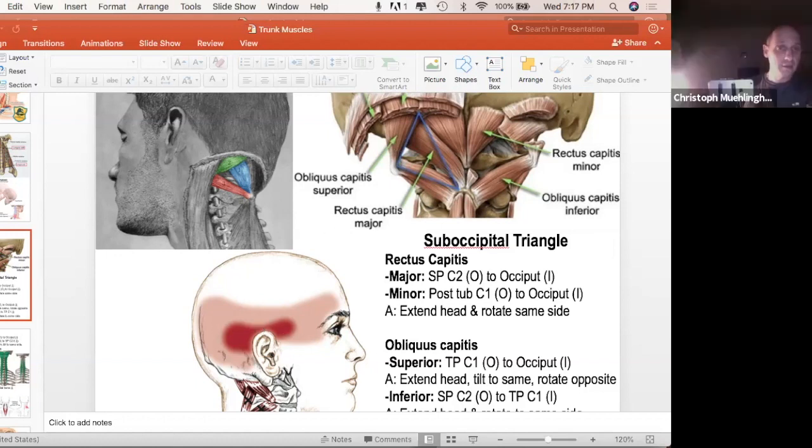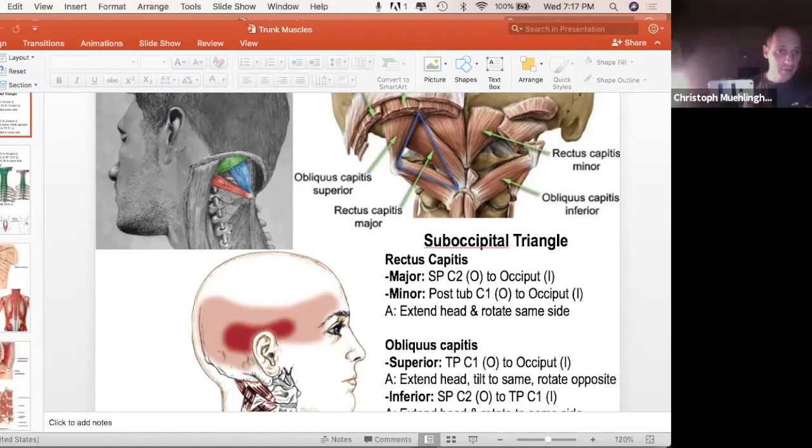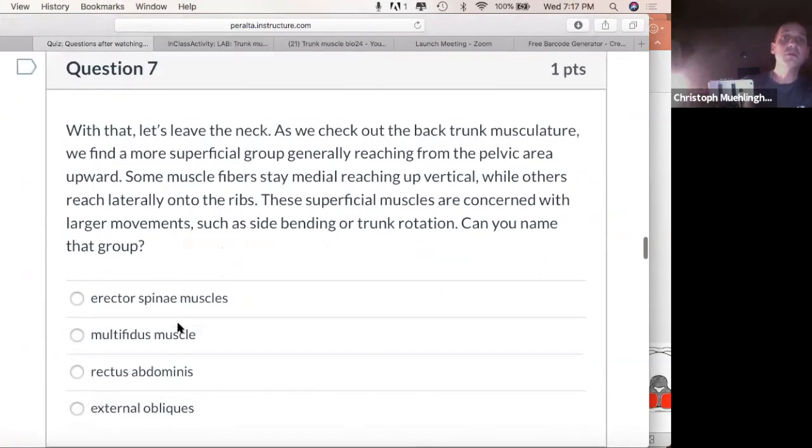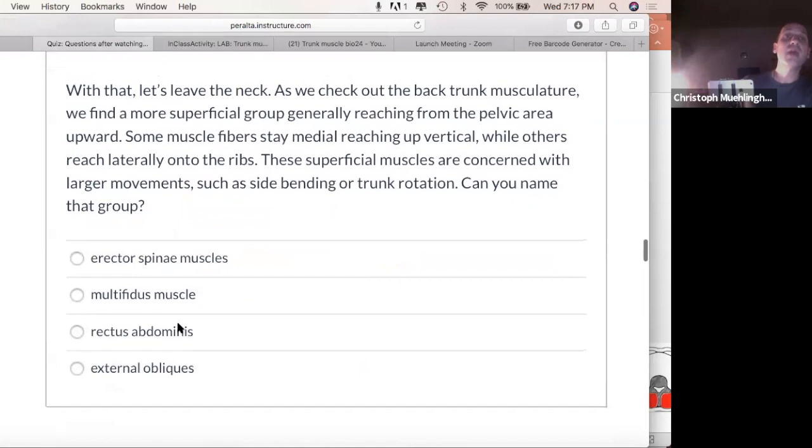All right? I know. You've got to understand these muscles, man. They carry us around all day long. With that, let's leave the neck.